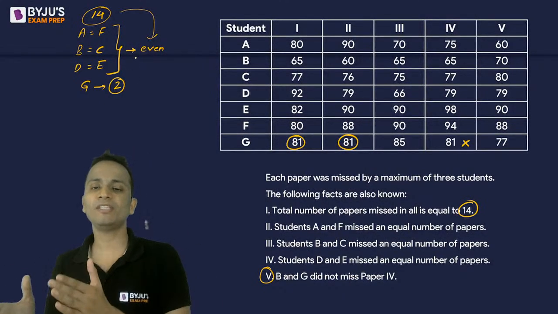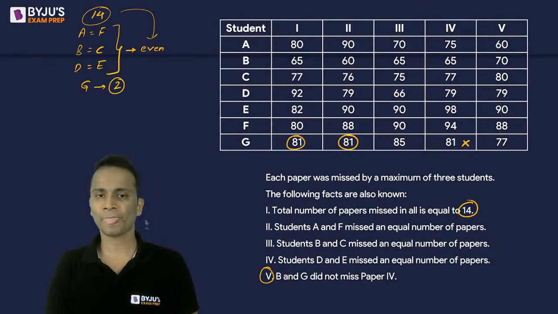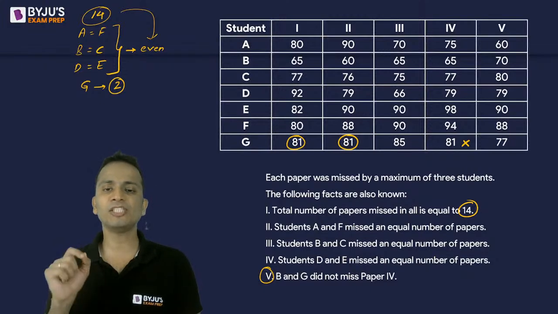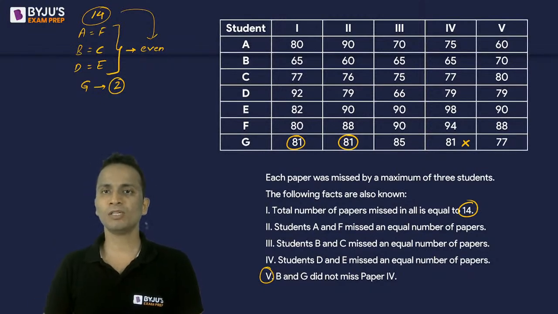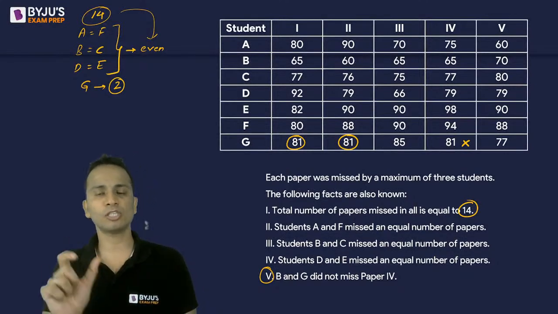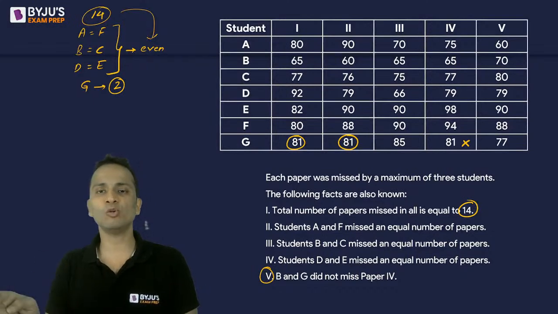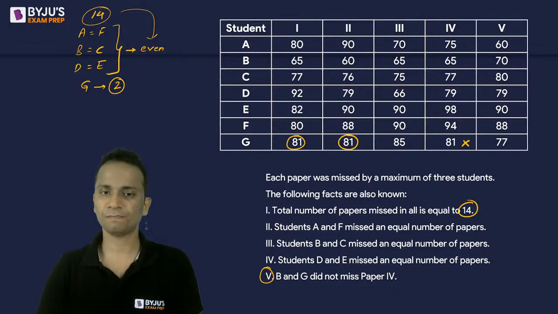So G will also miss an even number of papers. Out of 1, 2 and 3, 2 is the only even number. So G will miss only two papers. Last statement says that G did not miss paper number 4. So paper number 4, G will not miss. So G will miss only 1 and 2 because the scores in these two subjects are equal. And these scores are equal to the average of the other three papers.